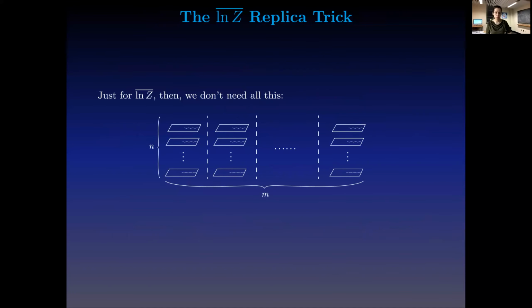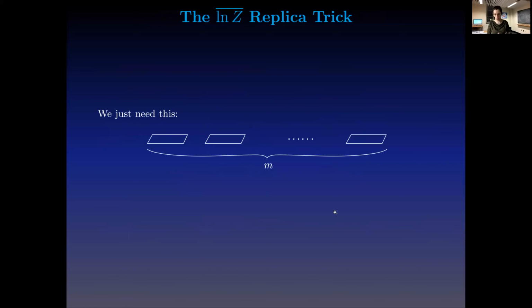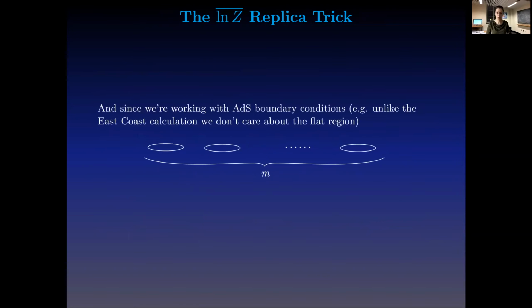Now, let's go back to the log Z replica trick because it's easier to do just one replica trick rather than two. So just for log Z, we don't need this whole mess of the n-sheeted replicas and m copies of them. We just need m copies of the replicas. And we're going to be working with AdS boundary conditions. So unlike the East Coast calculation, we don't care about the flat region. Our boundary conditions will just be AdS. And so we just need m copies of the AdS boundary, and we will be filling those in.